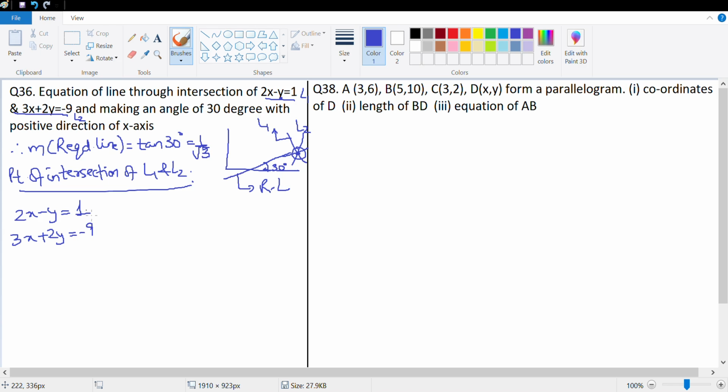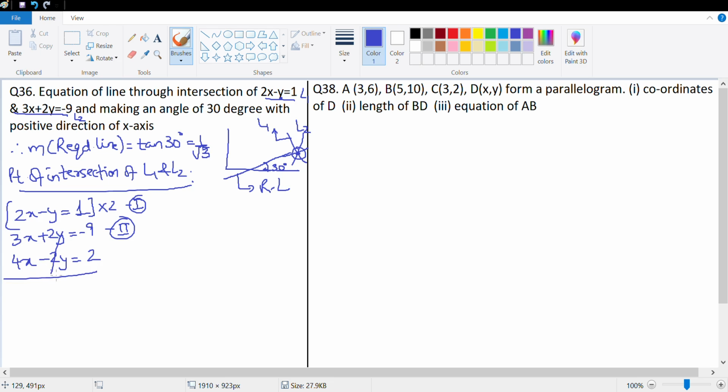Let me just check if I've written the question. 2x minus y is equal to 1, 3x plus 2y is equal to negative 9. Perfect. Let's call this equation 1, and this equation 2. If I multiply the first equation with 2, I'll get the same coefficient of y as the second equation. So when I multiply, what I get is 4x minus 2y is equal to 2.